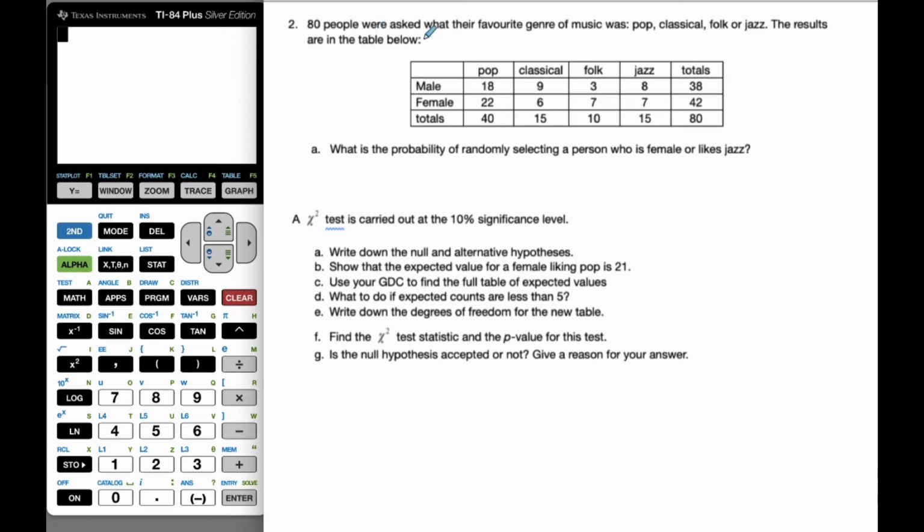Okay, so 80 people were asked whether their favorite genre of music was pop, classical, folk, or jazz, and these are the results as shown. First question: what's the probability of randomly selecting a person who is female or likes jazz? Well, this is just review from the past, so probability of female or jazz. It means any one of these people here or these ones.